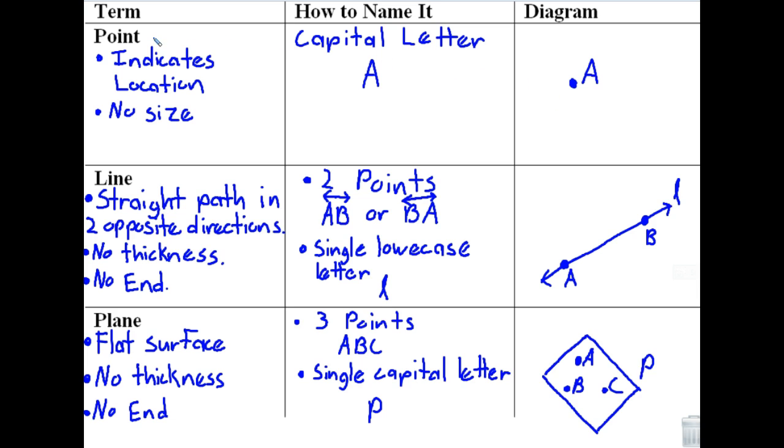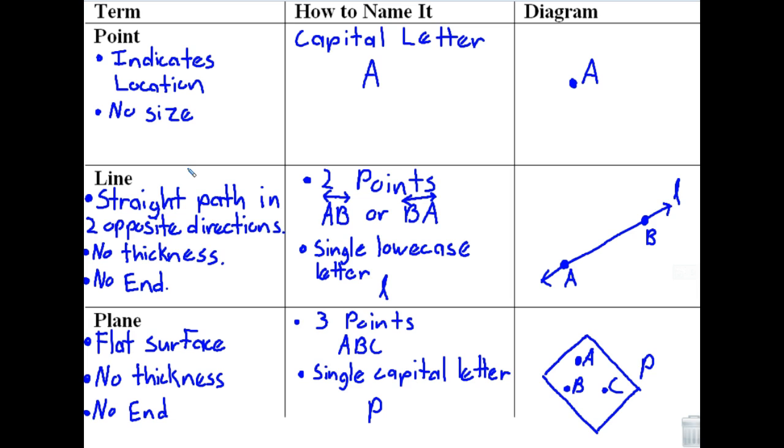Okay, starting off with a point is something in geometry that indicates location. And we're never worried about the size of the point, whether it's big or small, just the location of that point. In the diagram, that's what a point looks like, a little dot. And as far as how to name it, we'll always name a point with a single capital letter. So in this case, I call this point A. We name it just point A.